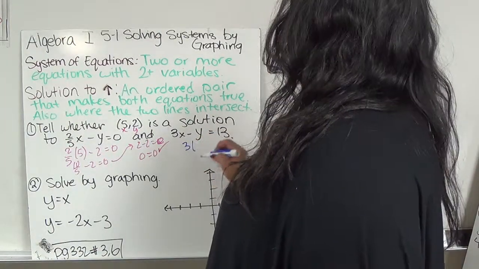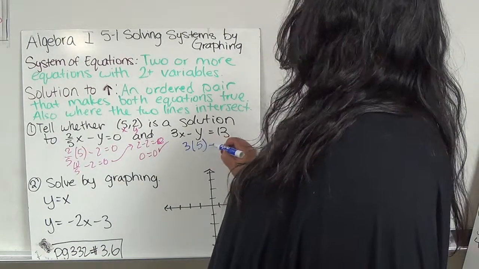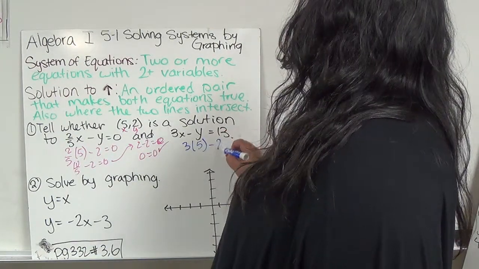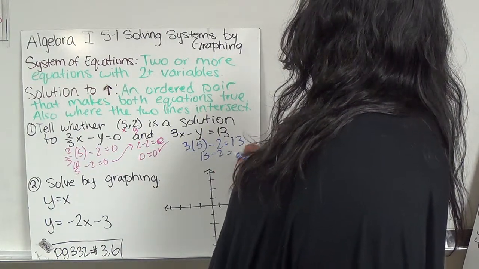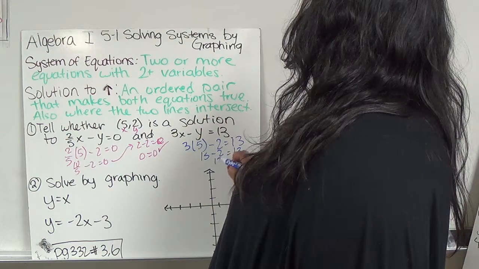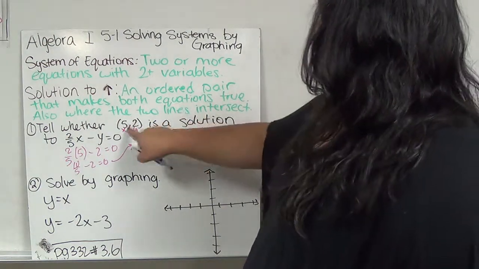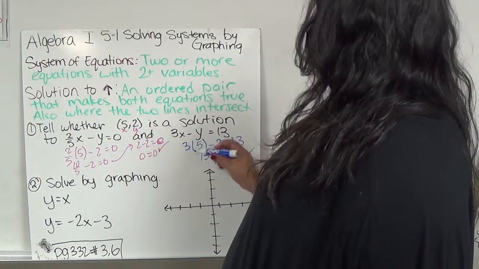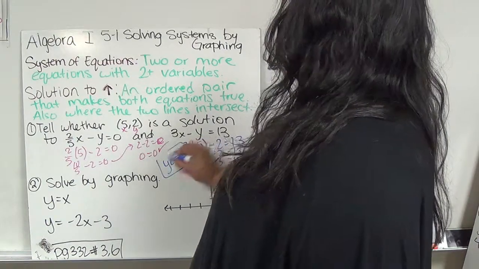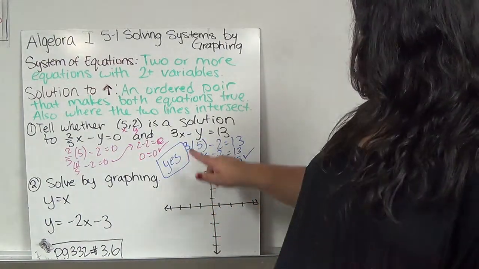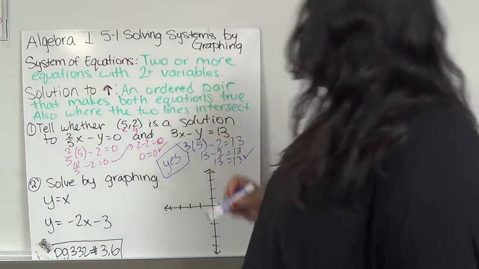3 times x, which is 5, minus y, which is 2, equals 13. 3 times 5 is 15 minus 2 equals 13, and 15 minus 2 is 13 equals 13. Check. Because this lies on both lines, then yes, (5,2) is a solution. Okay?